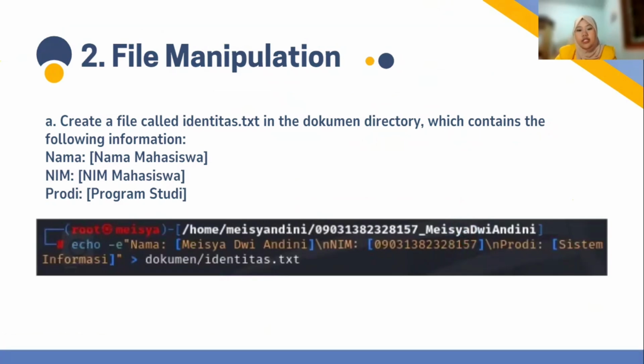Then we enter the second one, which is file manipulation. For question 2a, create a file called identitas.txt in the document directory, which contains the following information: nama, name, and prodi. We use the echo command and double quotes and fill in the information we want to write. Then the greater-than sign is used as a redirection operator.